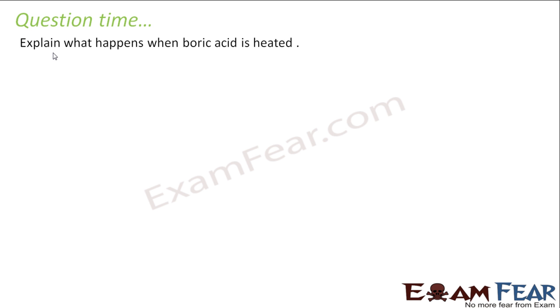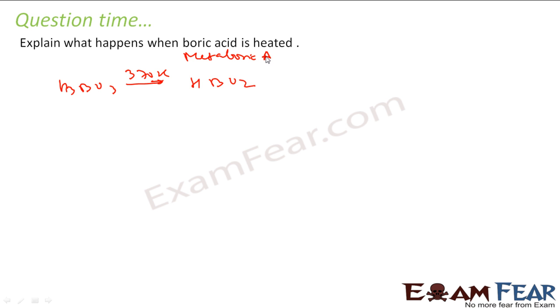What happens when boric acid is heated? So if you see, we have H3BO3. When you heat this at 370 Kelvin, it loses water and it becomes HBO2. That is metaboric acid. Right? You have seen this reaction. And when you heat this further, this gives water actually.